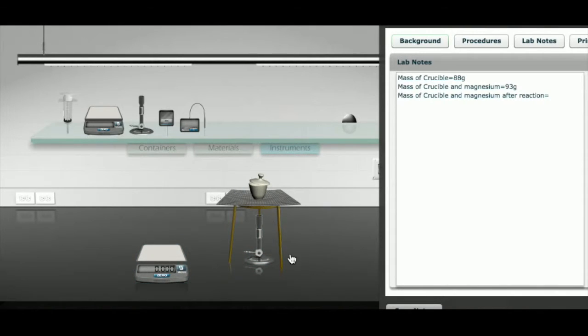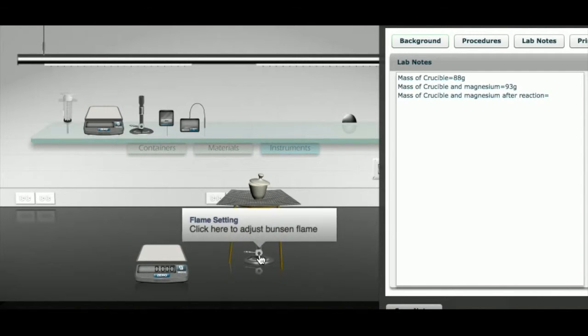As you can see, when we do this, a tripod appears along with the gauze to act as support for the crucible. We're going to turn the Bunsen burner onto a low flame and wait 1 to 2 minutes.